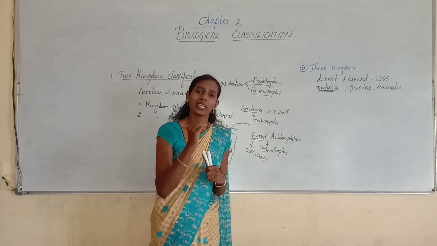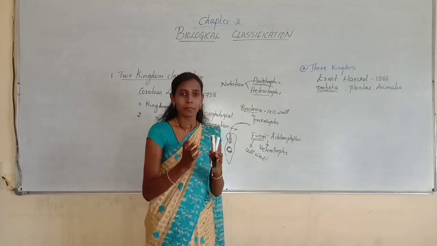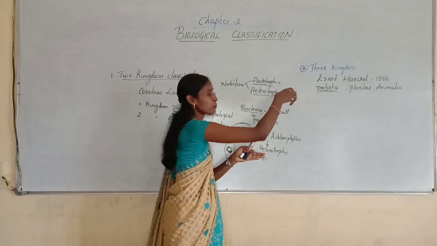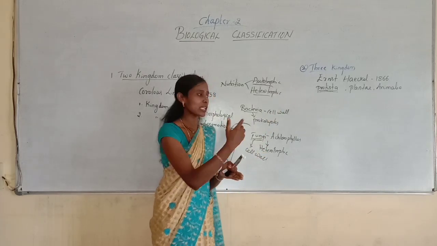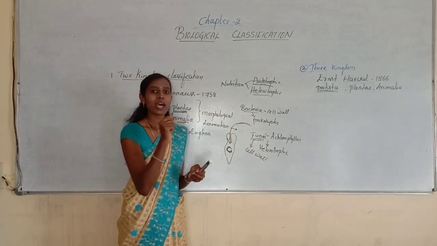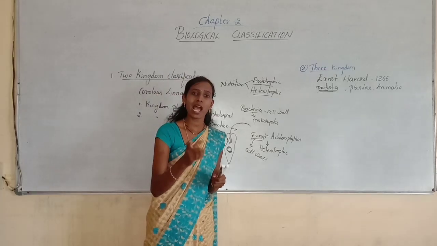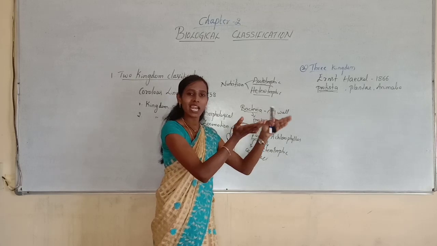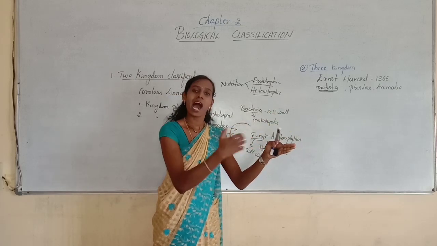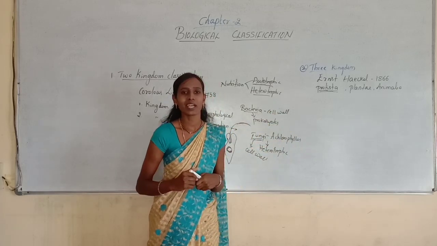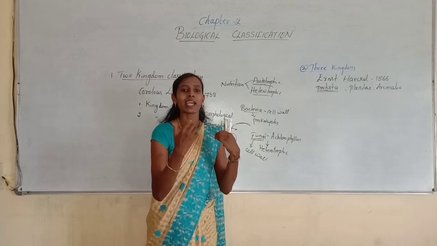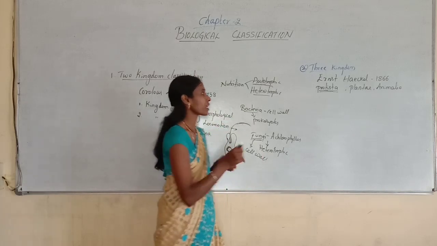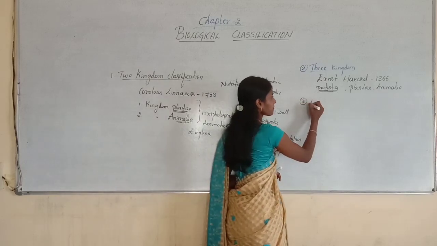But here again it leads to confusion, because when he placed algae and bacteria in the same group Protista, algae belong to kingdom Plantae, they are eukaryotes, but bacteria are prokaryotes. Again, fungi are included along with algae. Algae are autotrophic, whereas fungi are heterotrophic. Again, it leads to confusion. Later, the four kingdom classification was proposed.